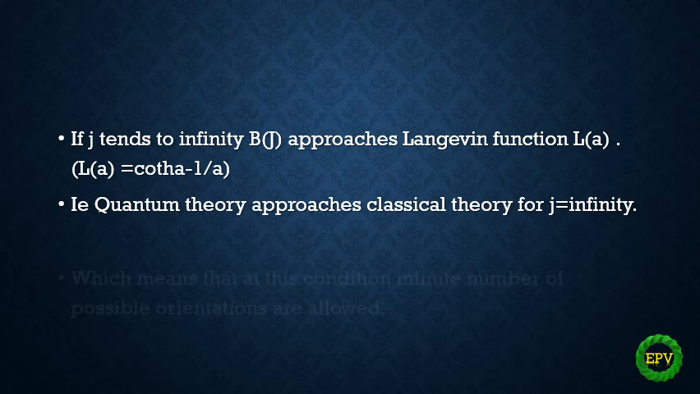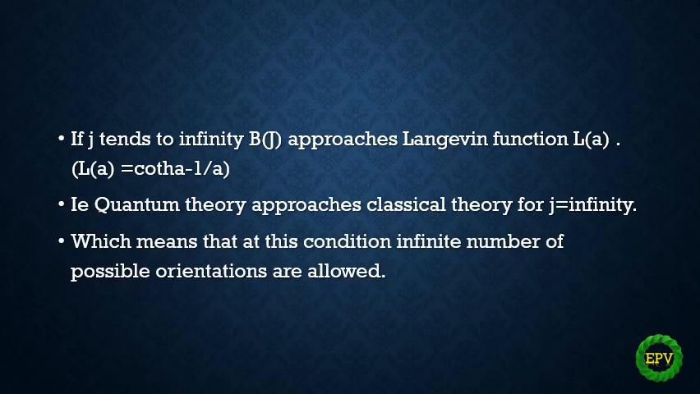What is the classical theory? Classical theory agrees with an infinite number of orientations, which means that when j tends to infinity, an infinite number of possible orientations are allowed. That is, the quantum theory is equivalent to classical theory in this limit.